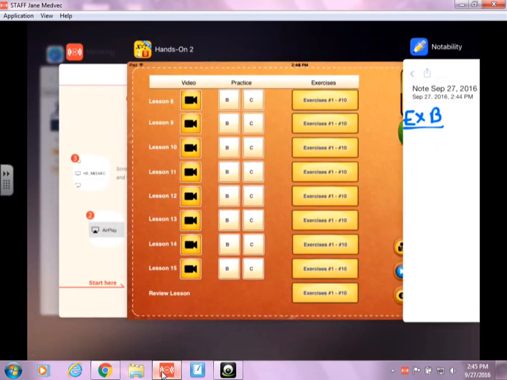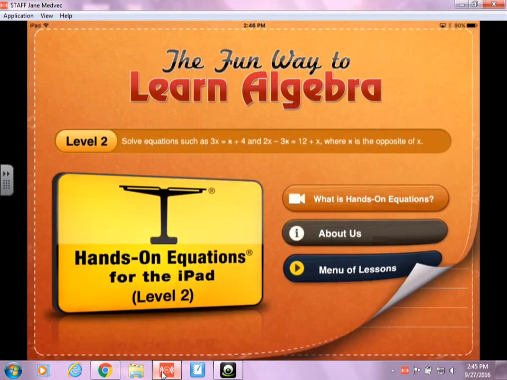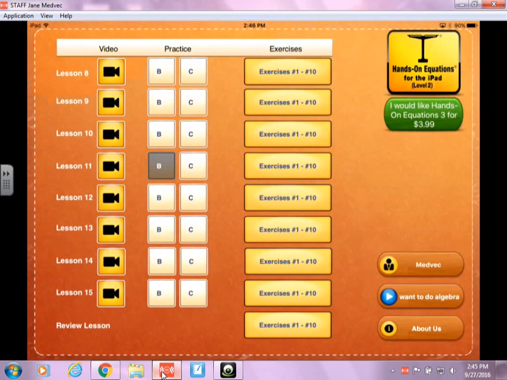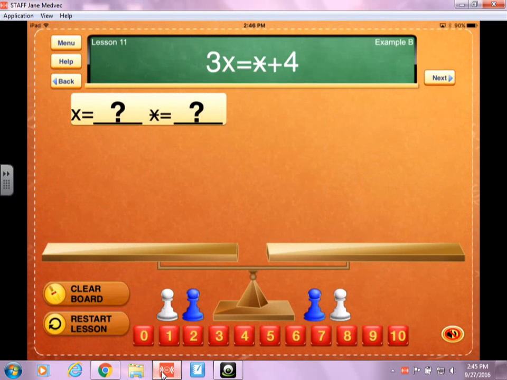So I'm going to go to my app. I'm going to look at lesson 11. And you'll notice that I have 3x equals star plus 4. I'm going to set this up. So I've got 1, 2, 3 x's equals x plus 4. Now, in the past, I would take x's from each side, right? Can I do that? No. Can I take stars from each side? I can't do that either.